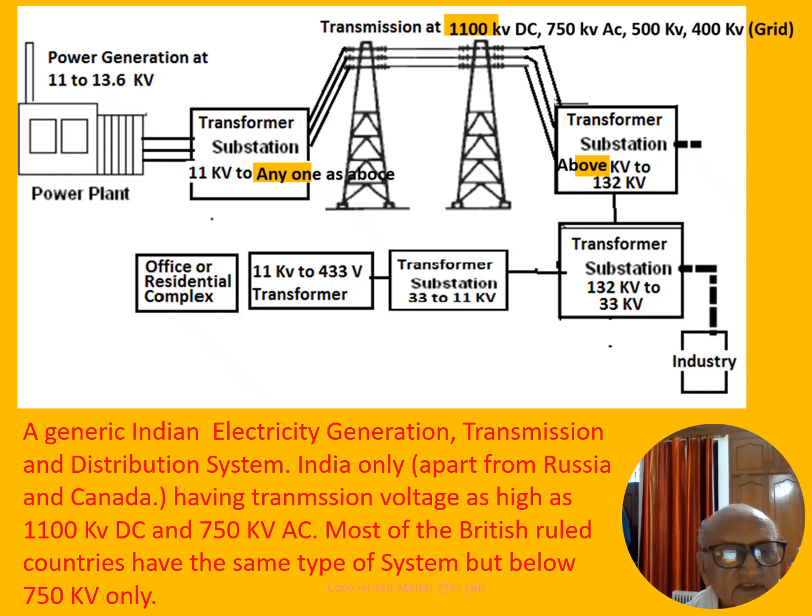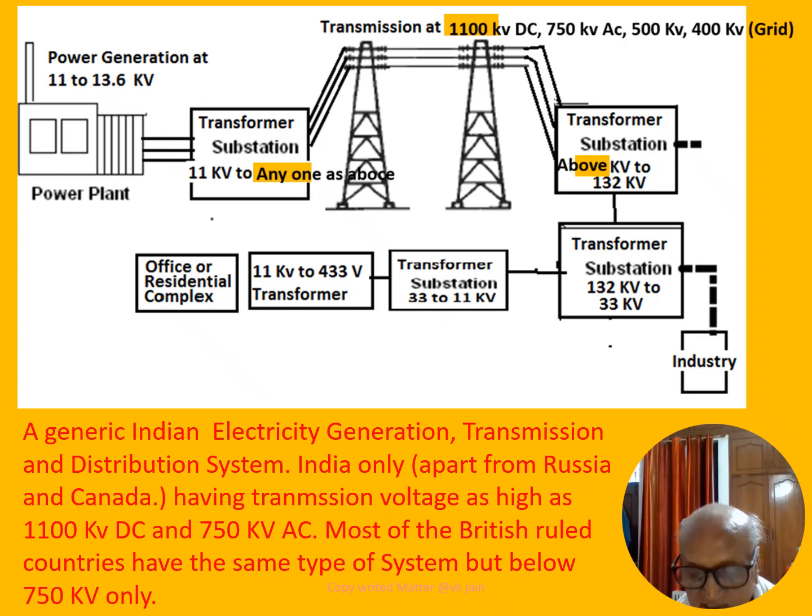The schematic diagram shown above is a generalized Indian electricity generation, transmission and distribution system. India only, apart from Russia and Canada, has transmission voltage as high as 1100 kV DC and 750 kV AC. Most of the British ruled countries have the same type of system but below 750 kV only.